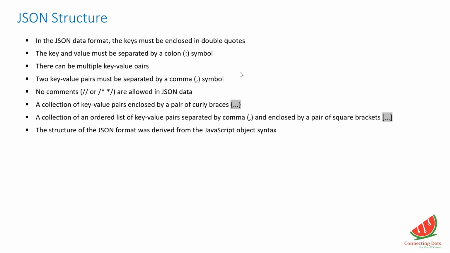Okay, the key and value must be separated using colon. Key colon value. You can write n number of properties like that. There can be multiple key value pairs, of course. It's an object which has a lot of properties, so it will have multiple key value pairs, and each key value pair is separated with comma.